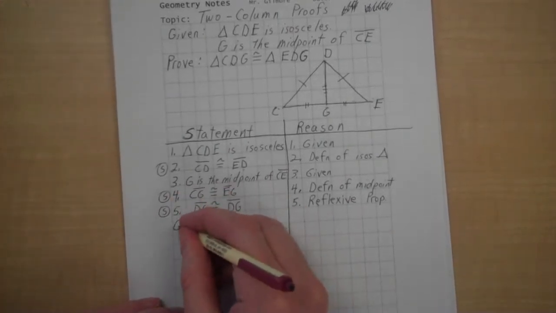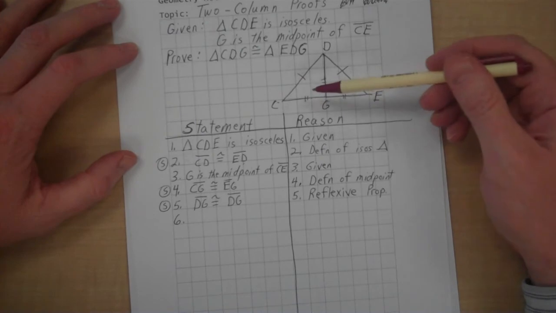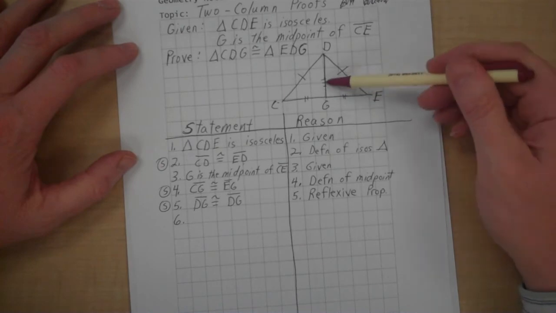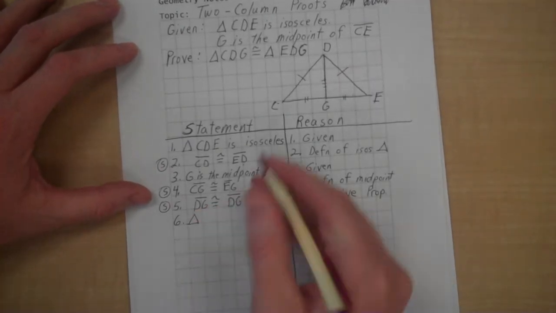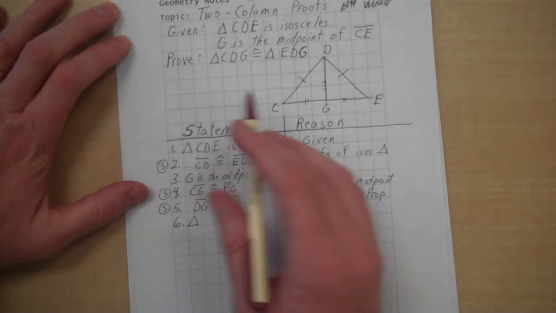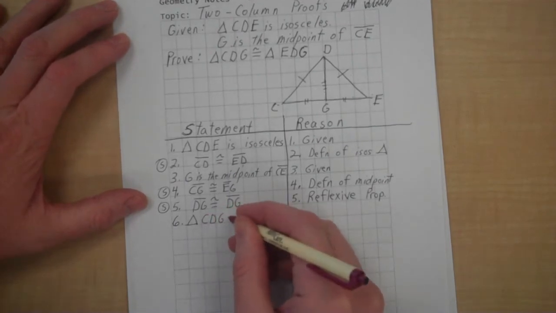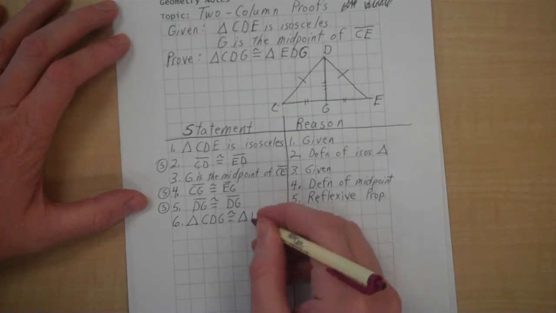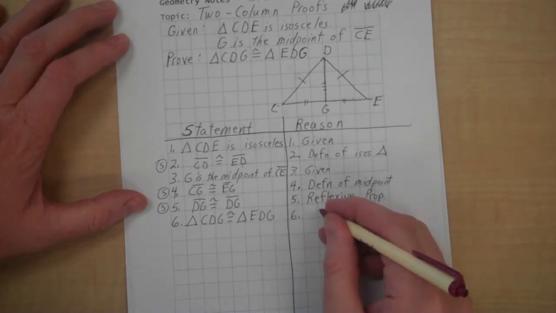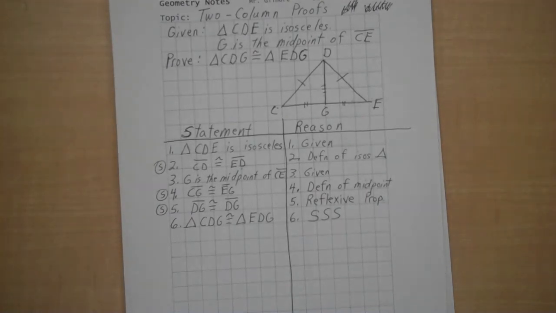That is my 3rd side, and that has helped us because we have shown that each side from this triangle is congruent to a side from this triangle. That is enough to show, and we end with what we were setting out to prove. We are setting out to prove that triangle CDG is congruent to triangle EDG, and we have done it. And the reason we have done it, reason number 6, is because of the side, side, side postulate. And that's all you need to write there.